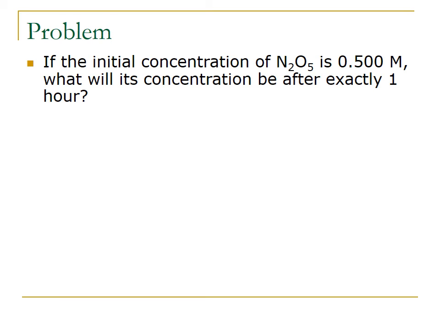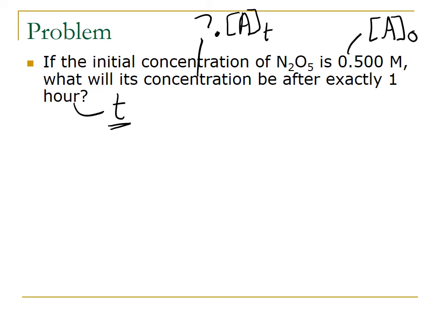All right, we have one more problem to try here. So this is the second part of that big problem. It says if the initial concentration is 0.5, so that is going to be the concentration of A at time 0. What will its concentration be? So that means that we're trying to figure out what is the final concentration, or what's the concentration at time whatever. And then it says after exactly 1 hour. So this is my time. Now, for this one, because we're actually going to be solving for a final concentration, it's a little bit easier to use the other equation that we were given.